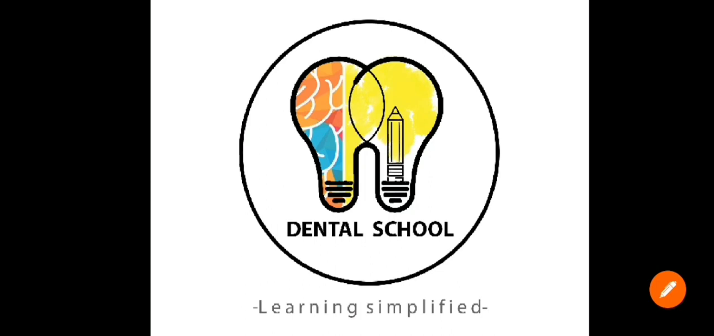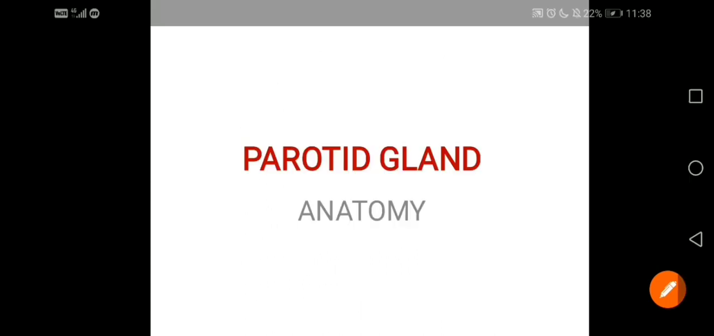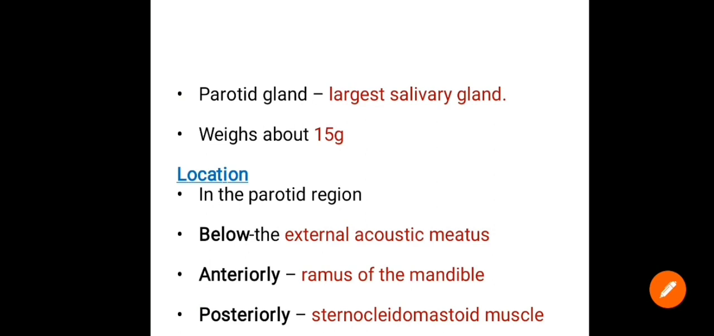Today I am here with one of the most important topics in the head and neck part of anatomy, that is the parotid gland. So let's get started. Hope you all know that there are three pairs of large salivary glands: the parotid, submandibular and sublingual. So in today's session we'll be talking in detail about the parotid gland.